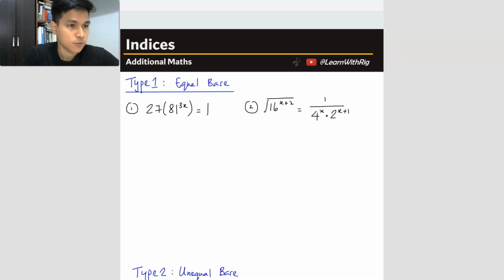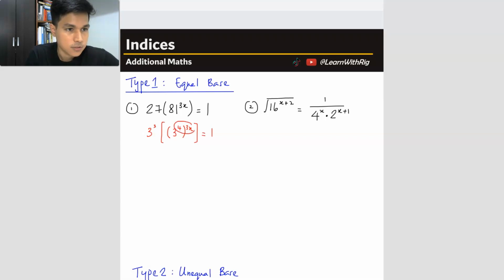So in this case, you see question 1. We can change this and this into 3, right? Because we know 3 power 3 is 27 and 3 power 4 is 81. But the 3 power 4 is only for 81, so you still got the 3x outside there. So you write the 3x here, equals to 1. So now you can combine.